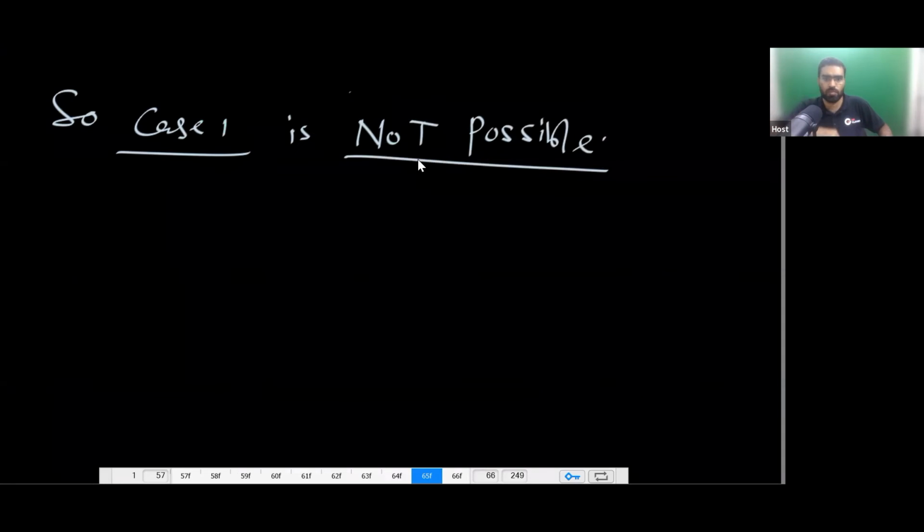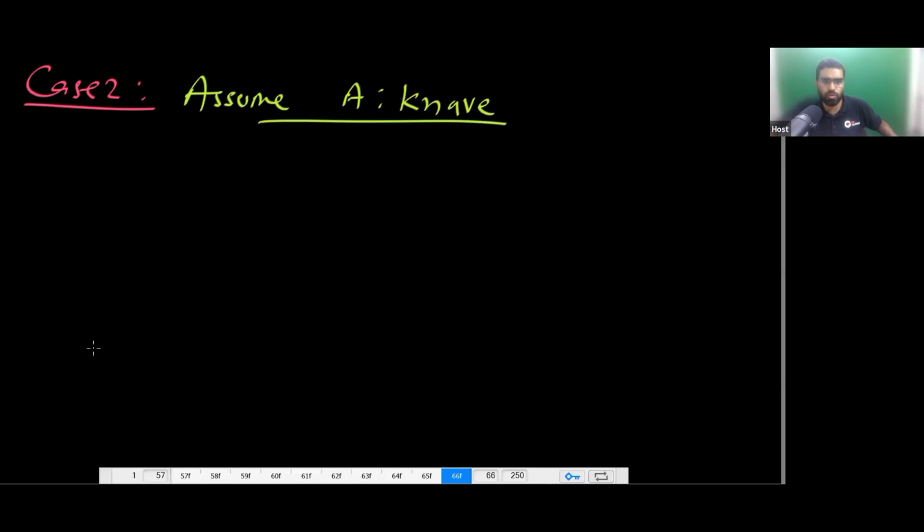Let's see the case 2. Now let's check the case 2. In case 2, what will happen? You are assuming A is knave. If I assume A is knave, then it means P is false. So he is lying.